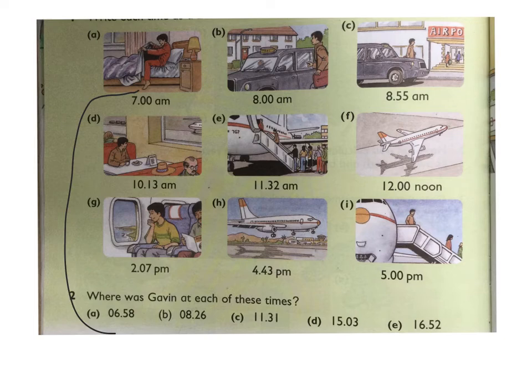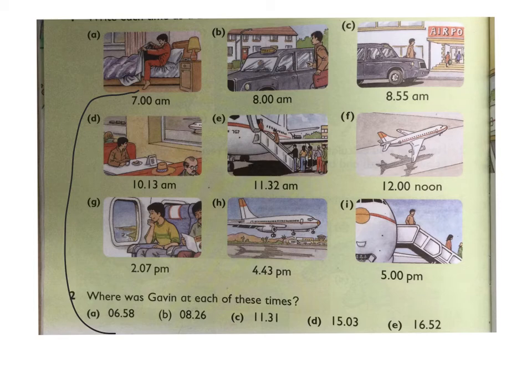Well, none of the pictures say 6:58, but we know that at 7 a.m. he's getting out of bed. 2 minutes before it, where was he? He was in bed. So the answer to A is Gavin was in bed. Okay. Now I would like you to pause the video because I want you to go through and find out the answers to the remaining questions before I go through them with you.